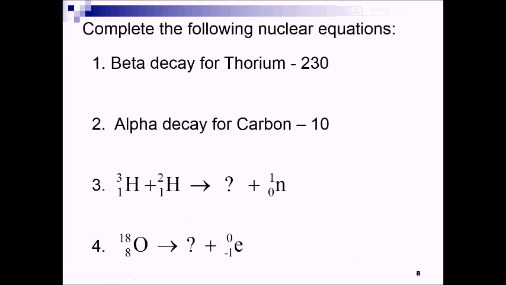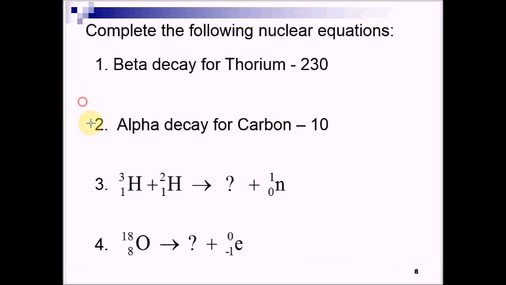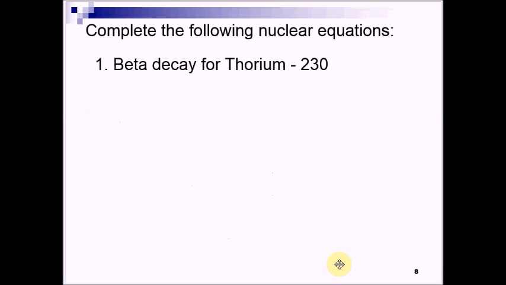So if you know how those equations work, you can pretty much write your own, so long as we are told if it's beta or alpha, or perhaps in this case a neutron emission. Okay, so bear with me, I'm going to write this with the mouse. It won't look that pretty, but we'll write these out. Let me make a little space here, and we'll do number 1 first. Beta decay for thorium-230.